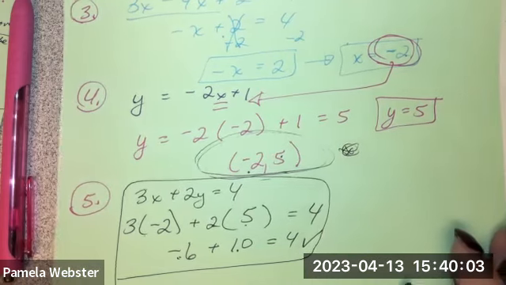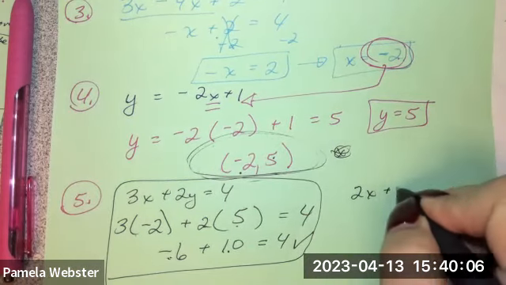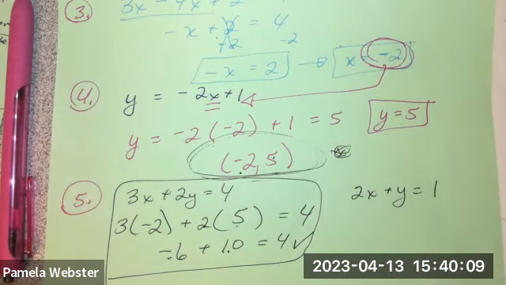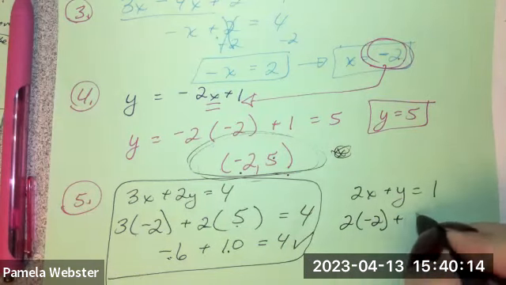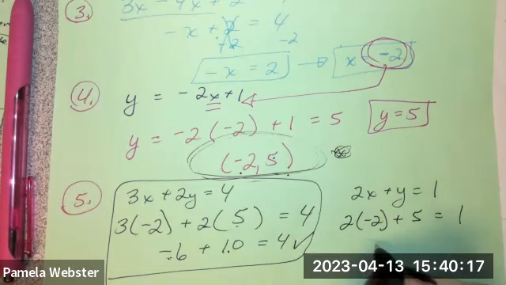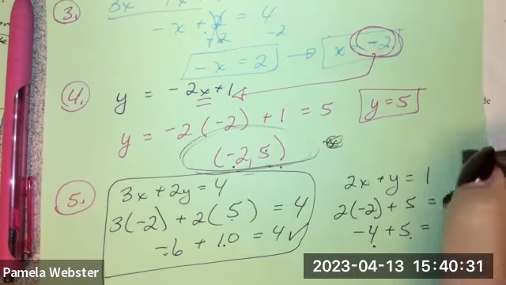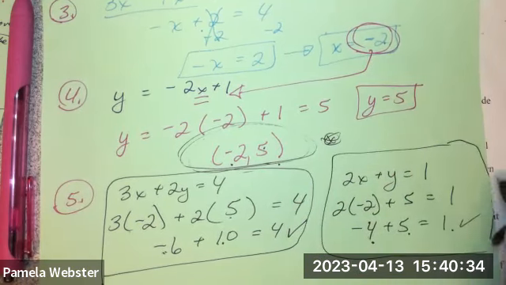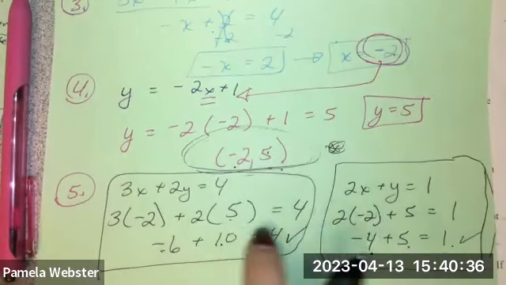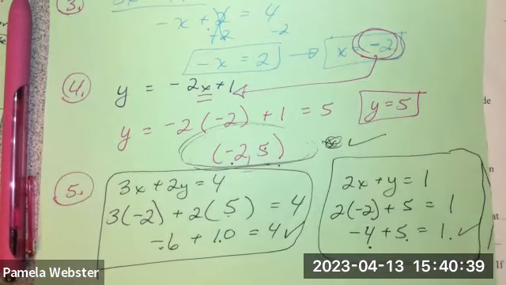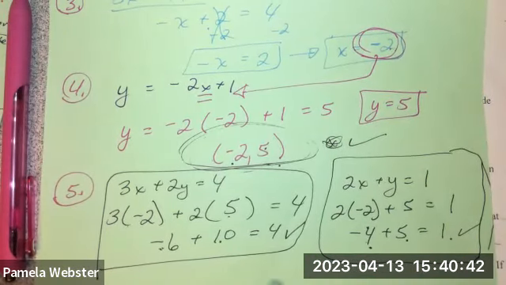The second equation is 2x plus y equals 1. And again, I'm going to plug this into it. So 2 times negative 2 plus a 5 equals a 1. Well, let's check it and see. What's 2 times negative 2? Negative 4, Dr. Webster. That's what I hear in my head. Sorry, voices in my head. Negative 4 plus 5 is indeed a positive 1. So yes, that point works in both of my equations. So I am good. Check my answer. That guy works. Okay. All right.